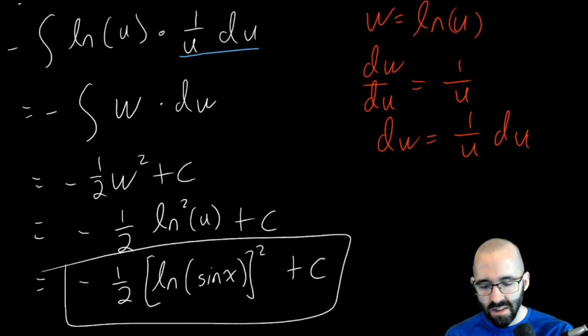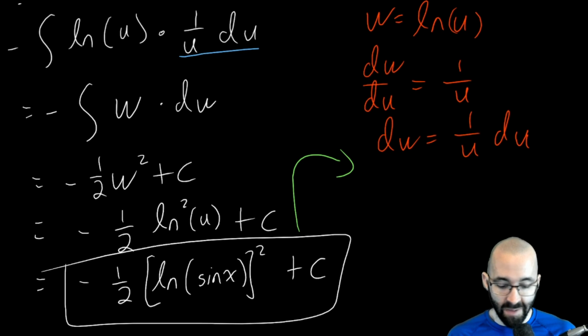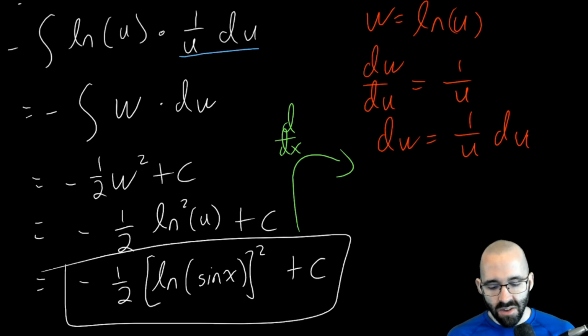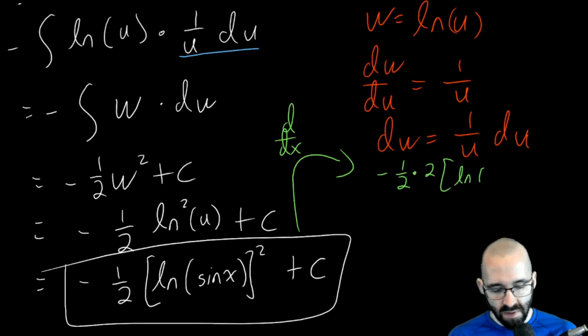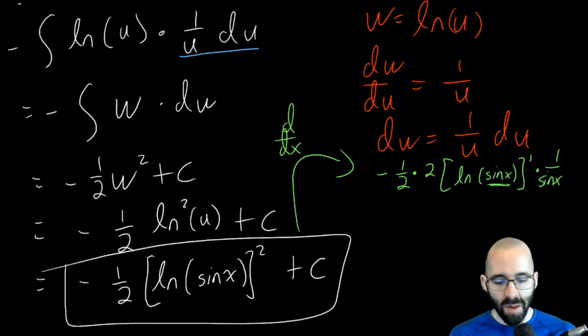And we could check our answer. In fact, after this, the day I'm having, I do want to check our answer. If we take the derivative of this, we should get that original integrand. So the power rule, negative 1/2 times 2, inside stays the same. Subtract 1 and multiply by the derivative of the inside. Derivative of the natural log of sine of x is 1 over sine of x. Chain rule again, multiply by the derivative of that inside, which is cosine of x.